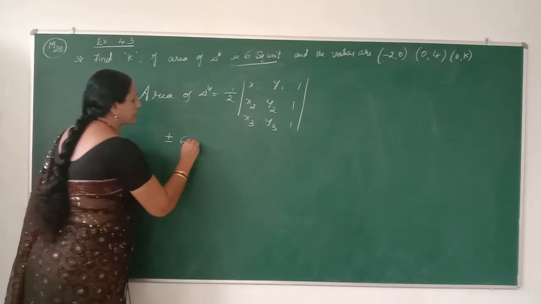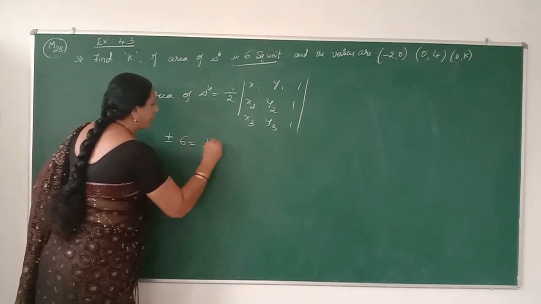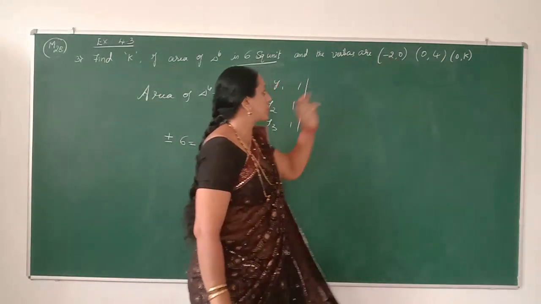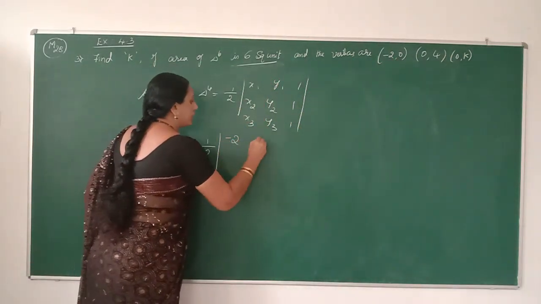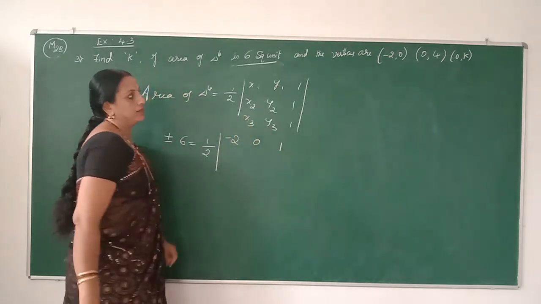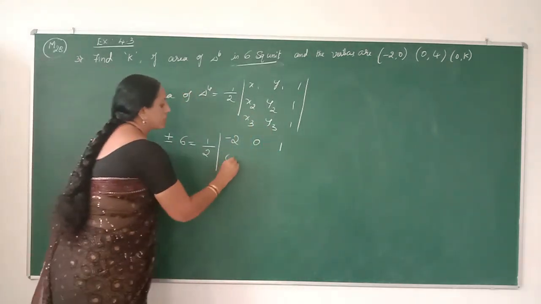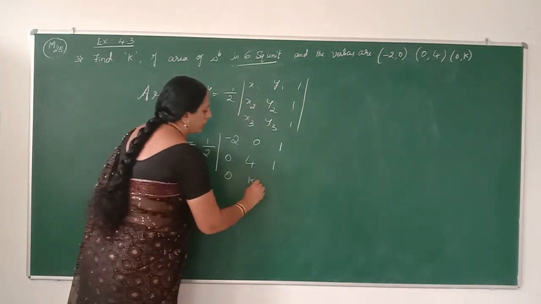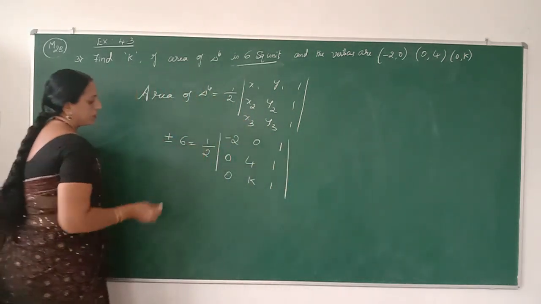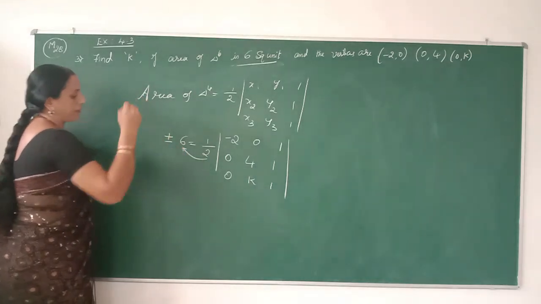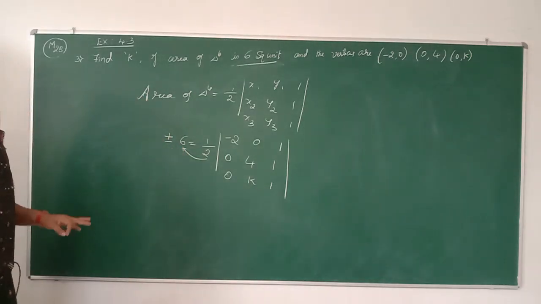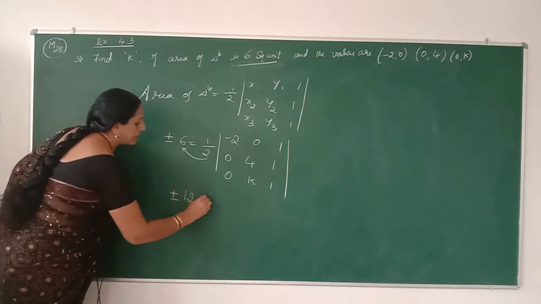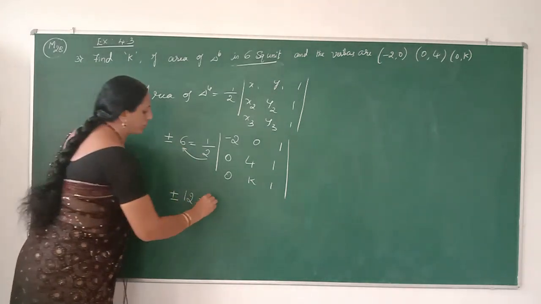Plus or minus 6 is equal to half of the determinant whose rows are the vertices of the triangle: minus 2 comma 0, that is minus 2 0 1, the second row is 0 4 1, and the third one is 0 k 1. Now first the 2 gets cross multiplied. 2 into 6 is 12. So plus or minus 12 is equal to.